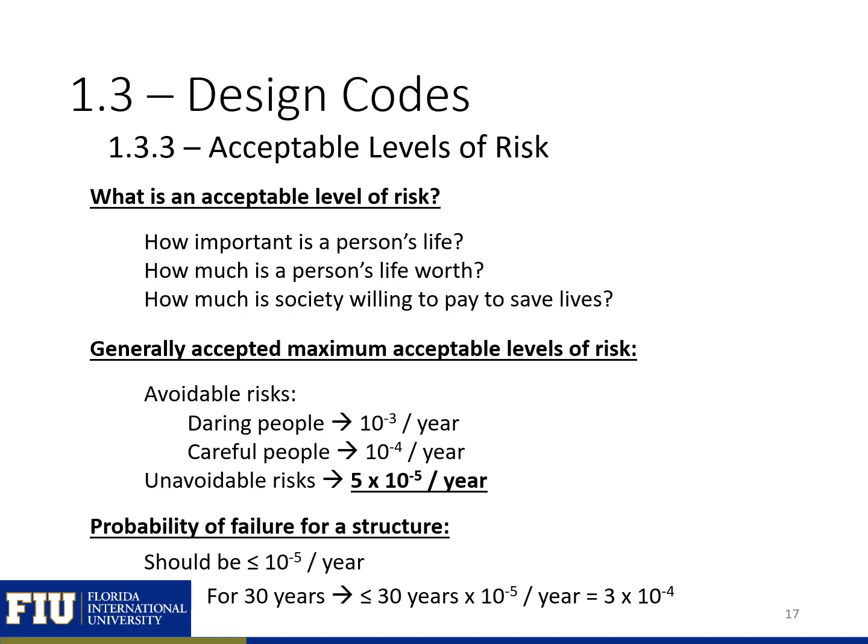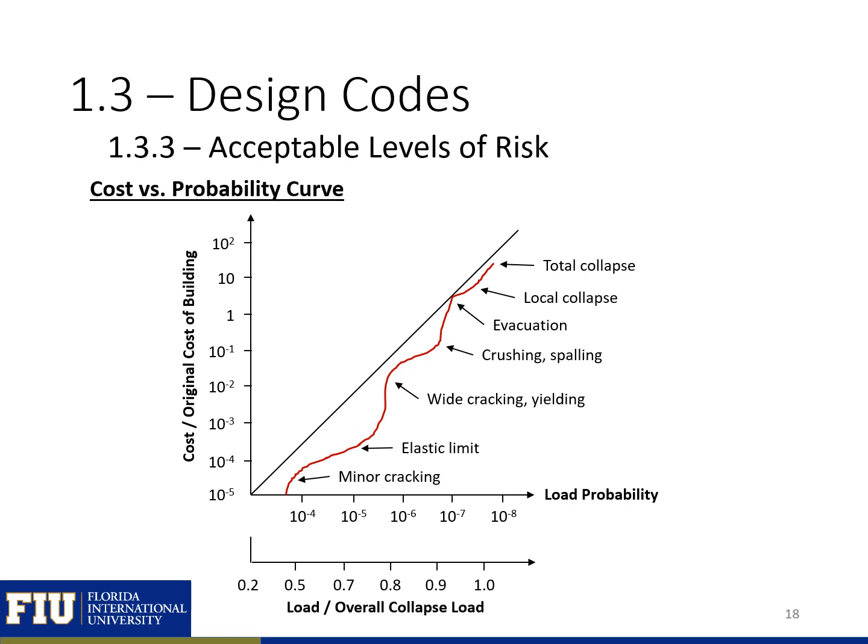And then finally from this, we can figure out a probability of failure for a structure and look at the probability of failure over the design life of the structure. And then we can use this probability to figure out all of our load and resistance factors. This can be represented in a cost versus probability curve.